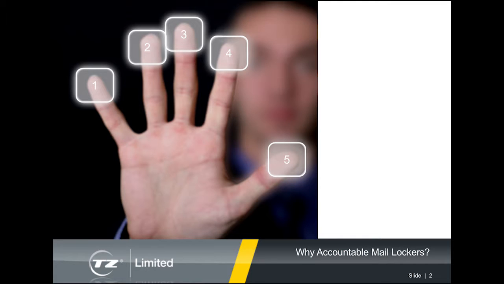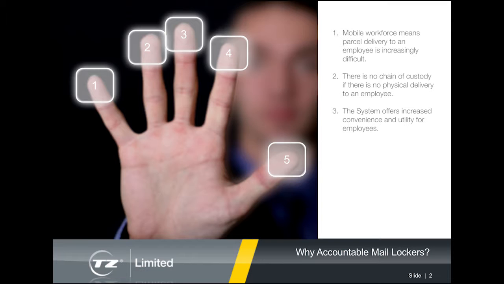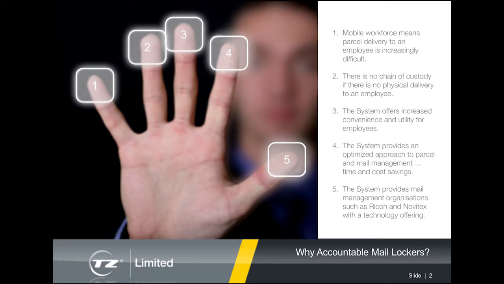Why accountable mail lockers? Well, a mobile workforce means parcel delivery to an employee is increasingly difficult. There is no chain of custody if there is no physical delivery to an employee. The system offers increased convenience and utility for employees. The system provides an optimized approach to parcel and mail management, time and cost savings. And the system provides mail management organizations such as Ricoh and Novitex with a technology offering.